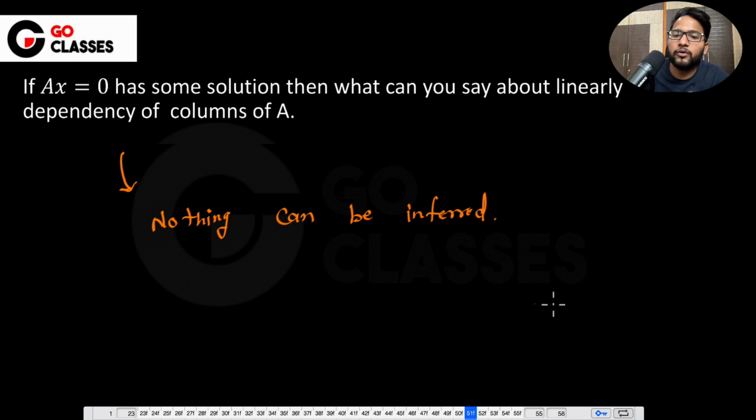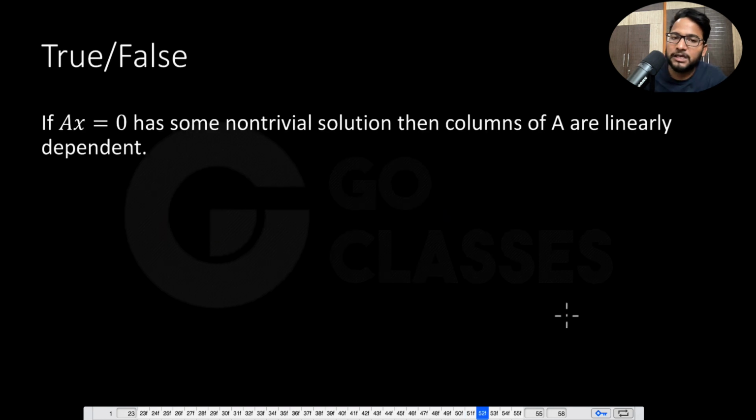Right? From here you can't infer anything. I hope that is understood to everyone. Now let's just see one more question. Actually this question we have already solved, but since it is linked with the previous question, that is why let's just solve it again.